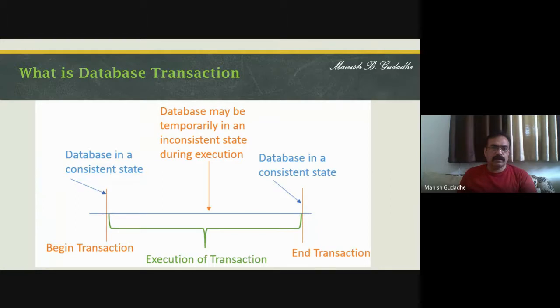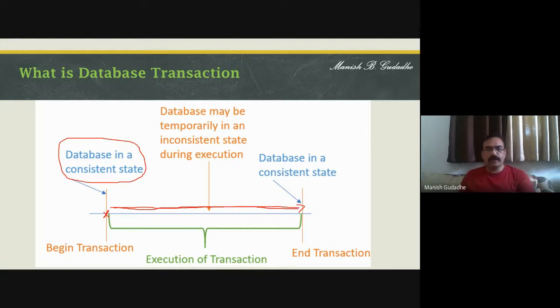So this is the beginning of the transaction. This is a timeline. From this, we are going to traverse, and we end the transaction here. So the database is in some consistent state, and some values are in existence in that database. But during this transaction, it is going to make some small changes.